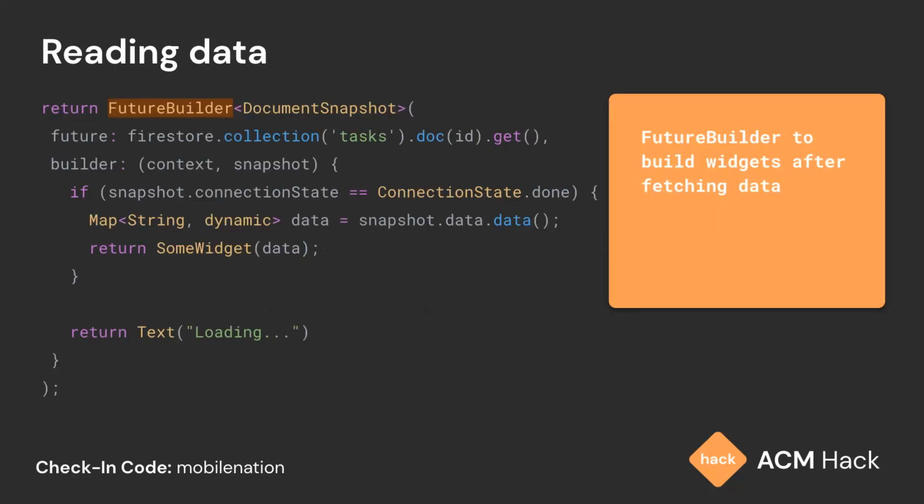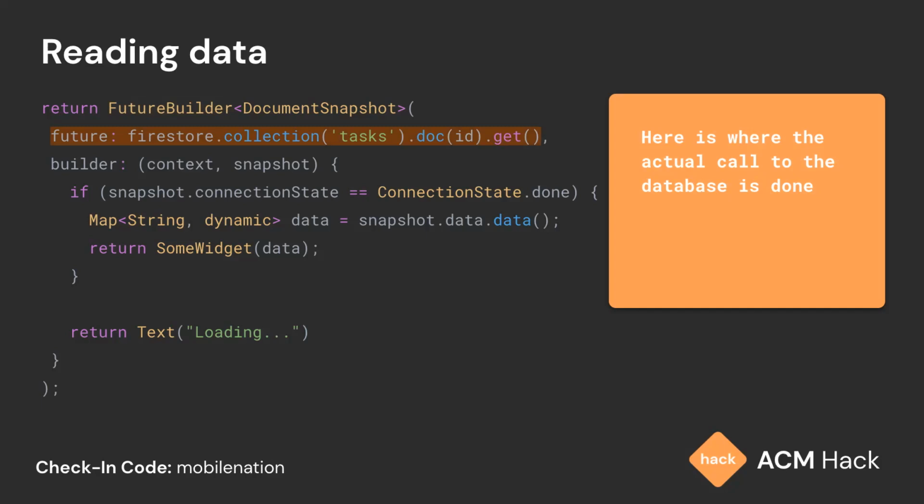So we're going to look at reading data. This is reading data once. We can use something called a future builder, and this will build widgets after fetching data. We have the list builder that we looked at before. These builder widgets are essentially widgets used to create other widgets based on whatever data. In this case, a future builder takes in a future. That future is kind of like a promise if you're used to JavaScript.